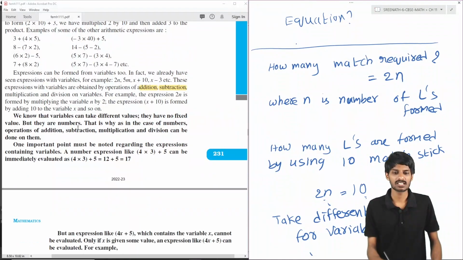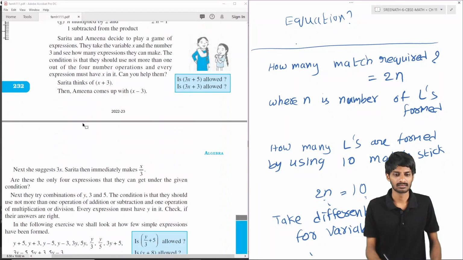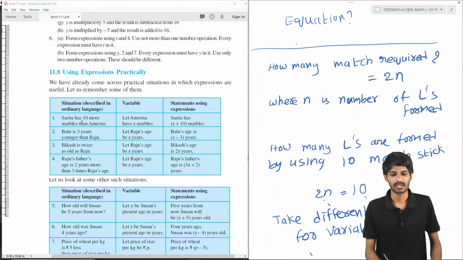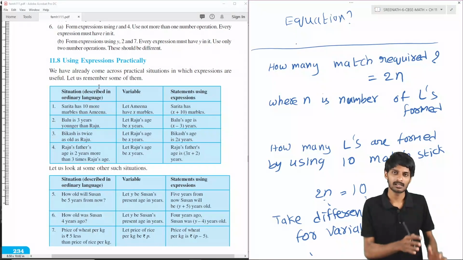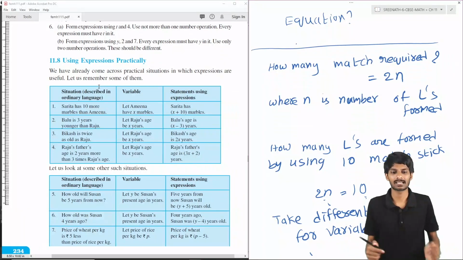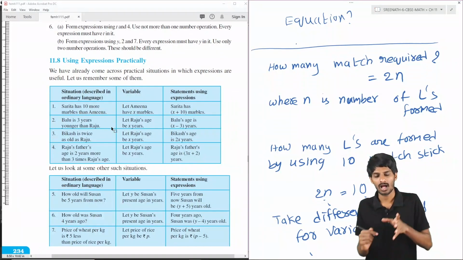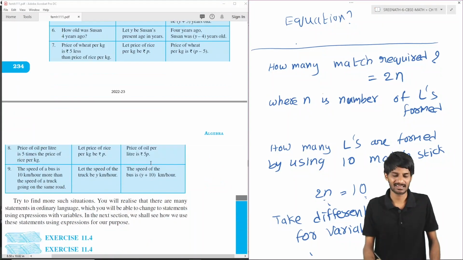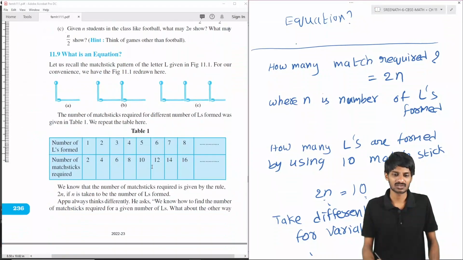The next thing is equation, students. What is meant by an expression and how do we express algebraic expressions practically? There is a situation, and from those situations we deduce the algebraic expression, students. These are the examples of that. The next thing is equation.